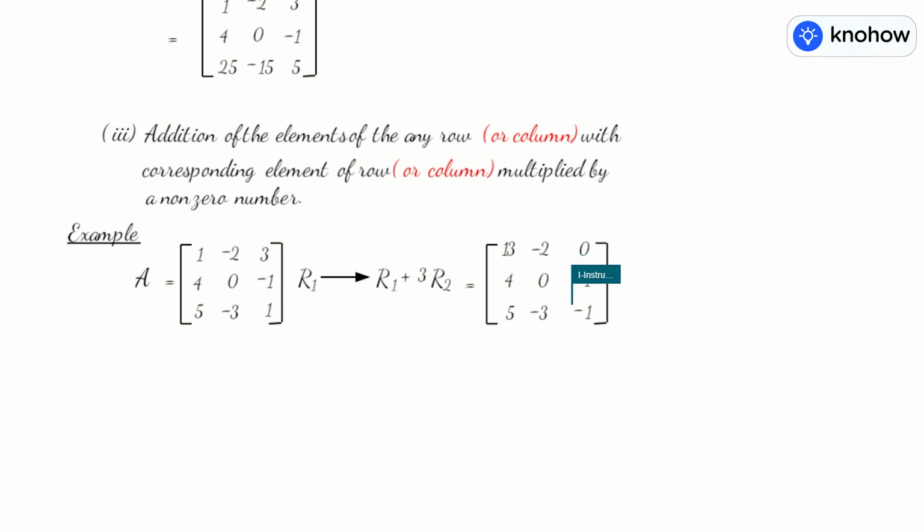So here I discussed three, I repeat, elementary operations or elementary transformations. One, we can interchange any two rows or columns. Second, we can multiply the elements of any one row or column by a non-zero number. Third, we can add the elements of any one row or column to the corresponding elements of any other row or column after multiplying by a non-zero number. So these are the elementary row transformations.